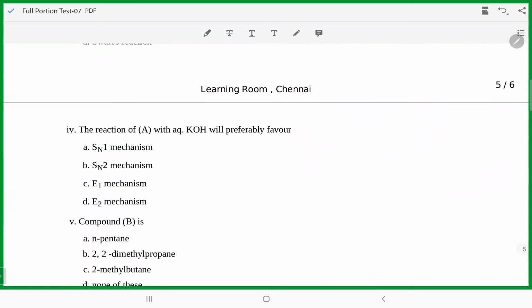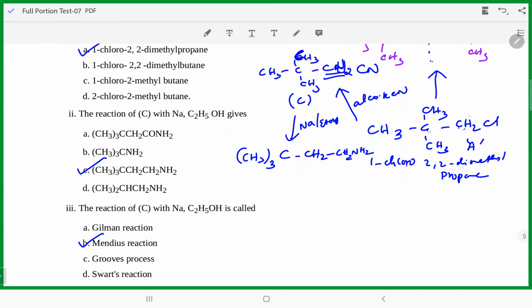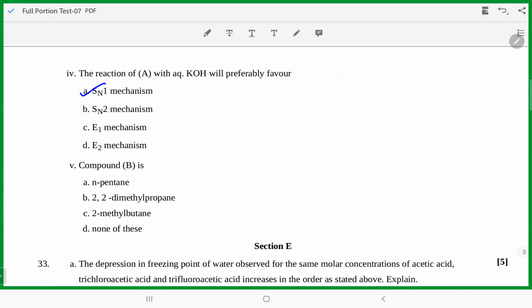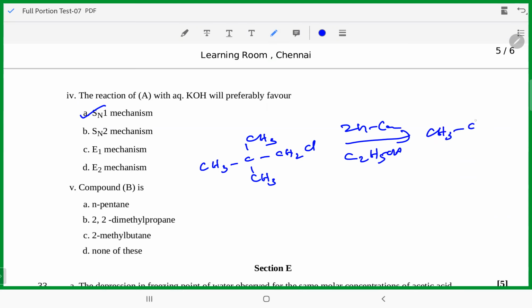Next, the reaction of A with aqueous KOH: there is no doubt, it undergoes SN1 reaction. Even though it is a primary alkyl halide, when the leaving group leaves it will form a carbocation. The group will migrate over here and give a tertiary carbocation, so SN1 reaction is favored. So what is compound B? When compound A is treated with zinc copper couple and EtOH, it becomes neopentane, that is 2,2-dimethylpropane. That's all.